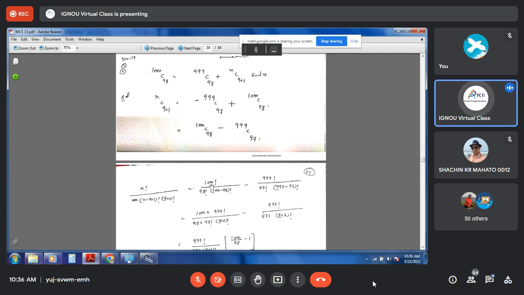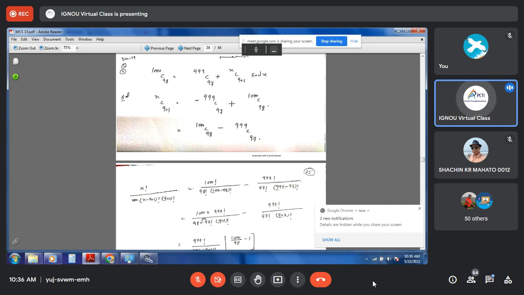Here again, 1000 is larger, 999 is smaller. Keep 1000 outside, the remaining you get is 999 factorial. Similarly, 999 factorial divided by C here, 1000 minus 98 is equal to 902.